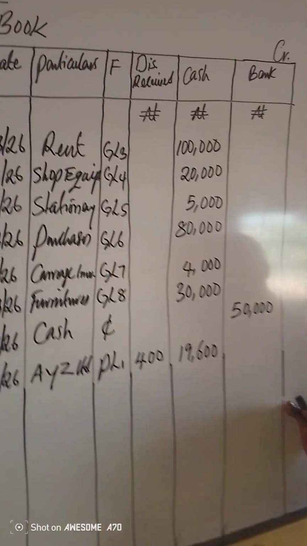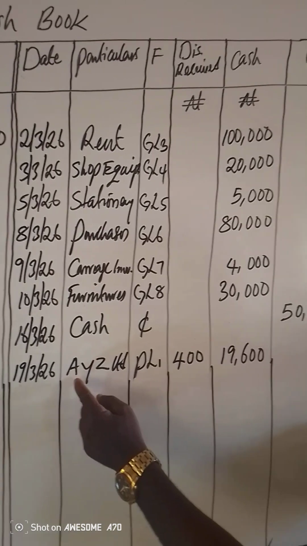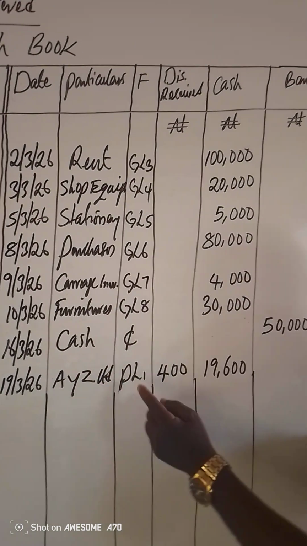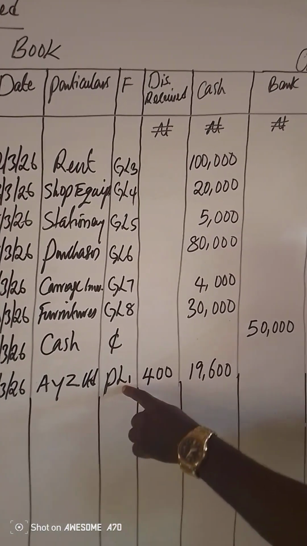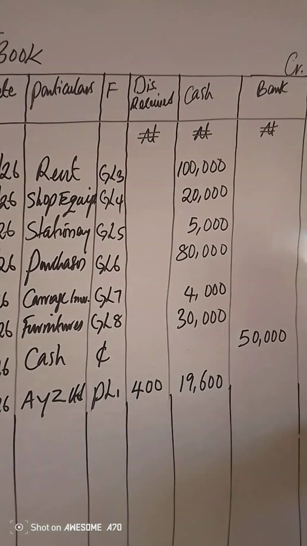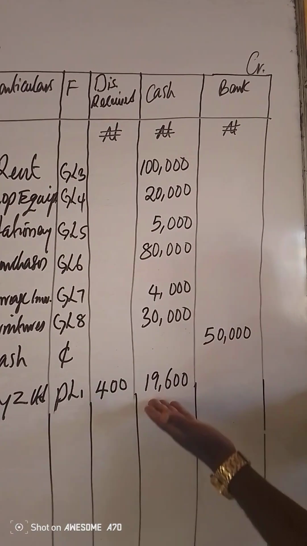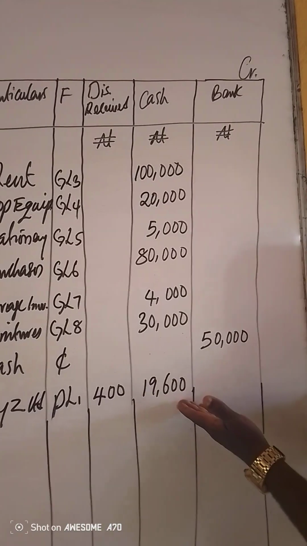Now, we come here and say, on this date, 19th of March 2026, the business paid AYZ Limited, which is purchase ledger 1, and then the discount that was received on that day was 400. Minus the 400 from the 20,000, the net amount that will be paid by cash is 19,600.